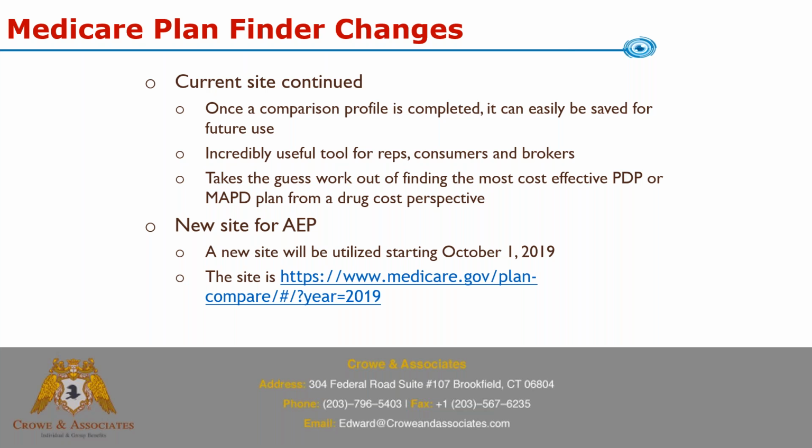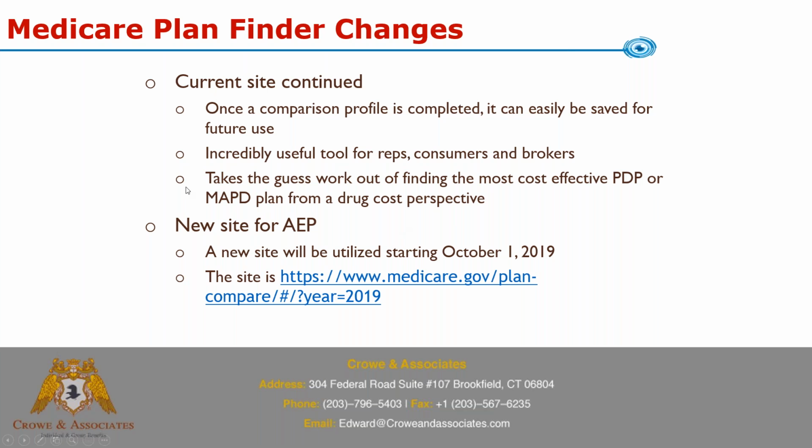So per the conference webinar that was a few weeks ago, they're going to have a new site for AEP. They're making overhauls to the site. They're going to start utilizing the new site and take down the old site on October 1st. The new site, not that this helps you, and I'll send this presentation out so you guys can look at it, is similar: Medicare.gov/plan-compare, and then some hashtag and some stuff in there. But that's the link. And like I said, I'll resend out the presentation.